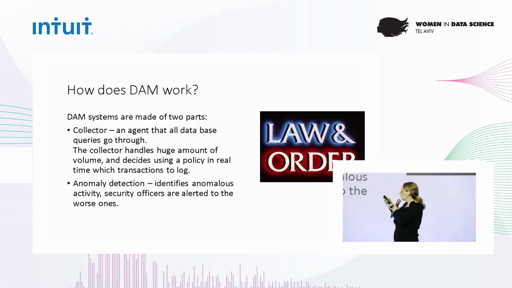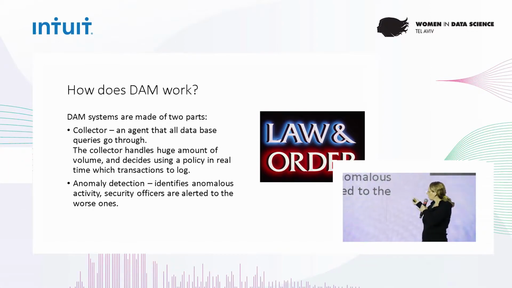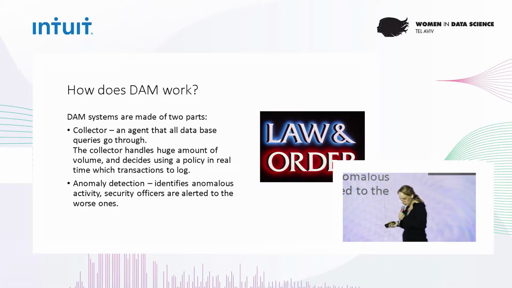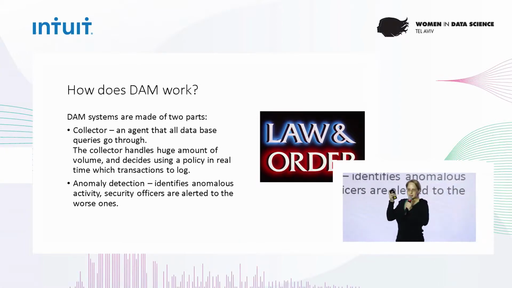The anomaly detection, on the other side, gets these logs, these log files, the things that we saved, and decides which one of these things are anomalies. What is suspicious? What should be further investigated by the security officer?